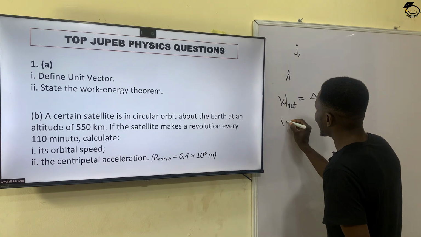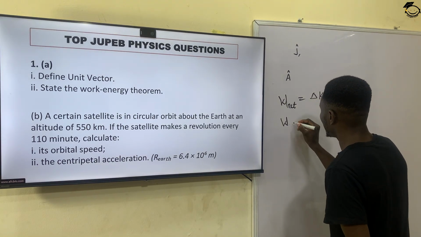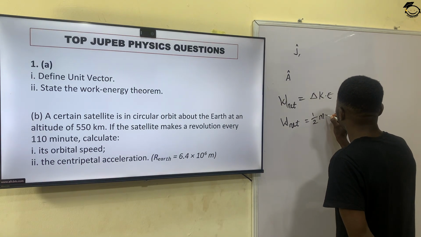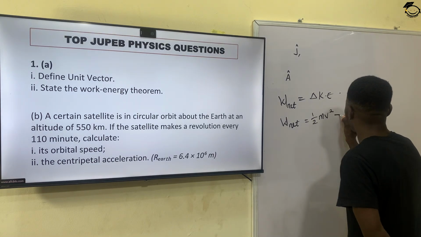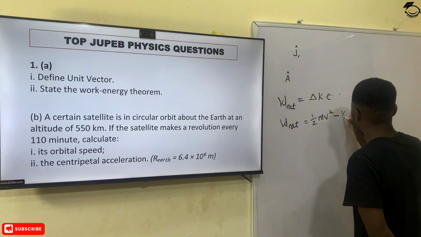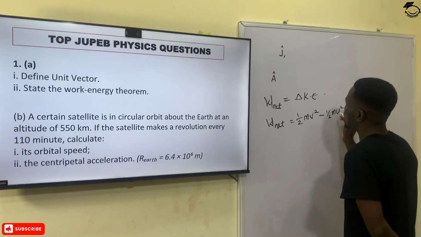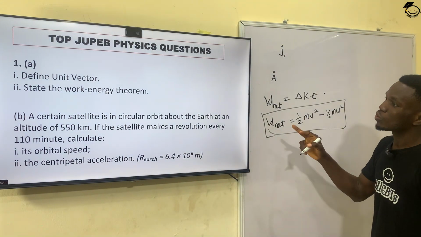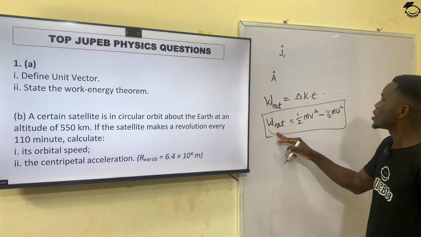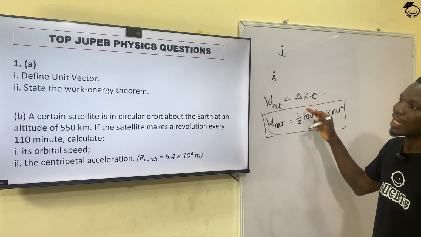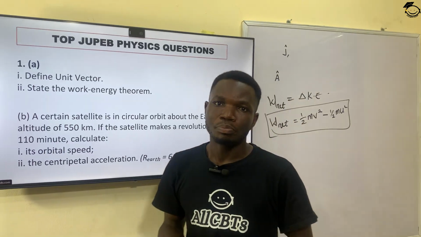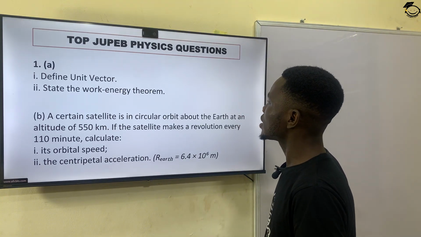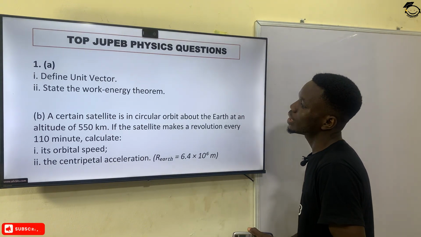This is the same thing as saying that my net work done is equal to half mv squared minus half mu squared. So this is the formula for calculating the work energy theorem. According to this theorem, the net work done is equal to the change in kinetic energy of the particle.